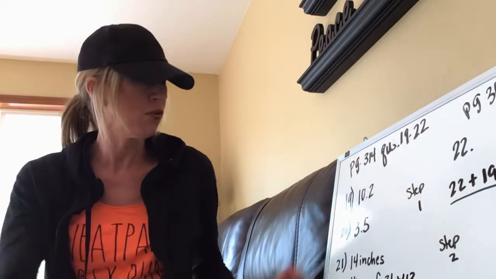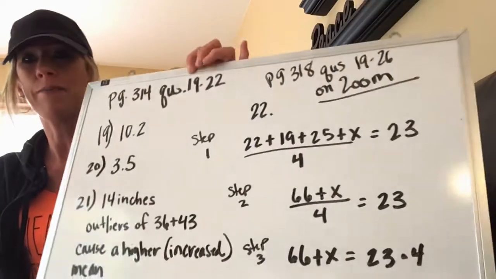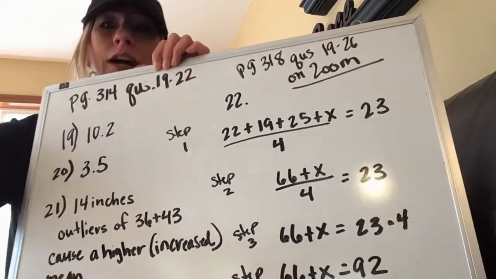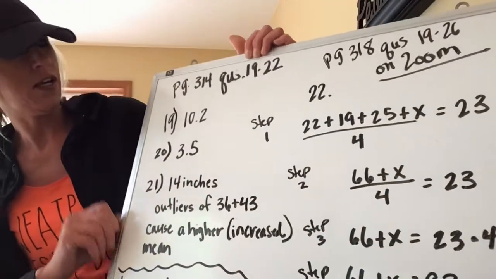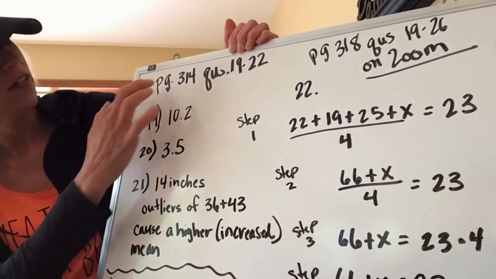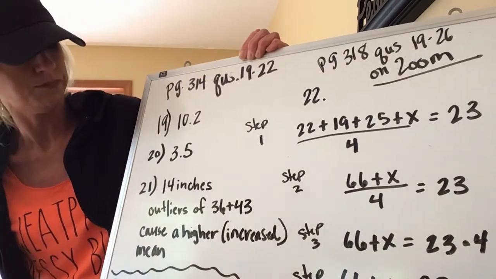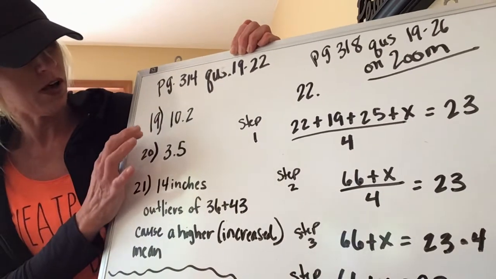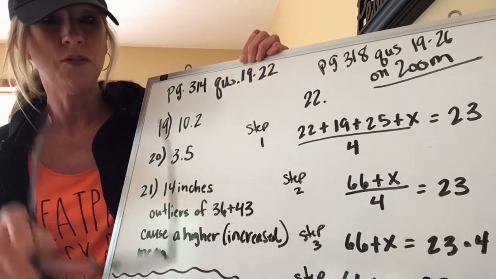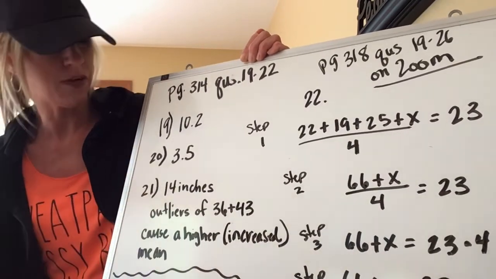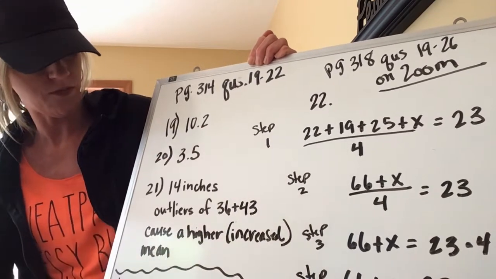Okay, so for today's video, I put it on this whiteboard, so hopefully you can see it here. I'm going to hold it, and I'm going to give you these answers, starting on page 314, questions 19 through 22. Okay. So on 19, it should be 10.2. And on those, you were finding the mean of those numbers. Okay, so 19 is 10.2, 20 is 3.5.